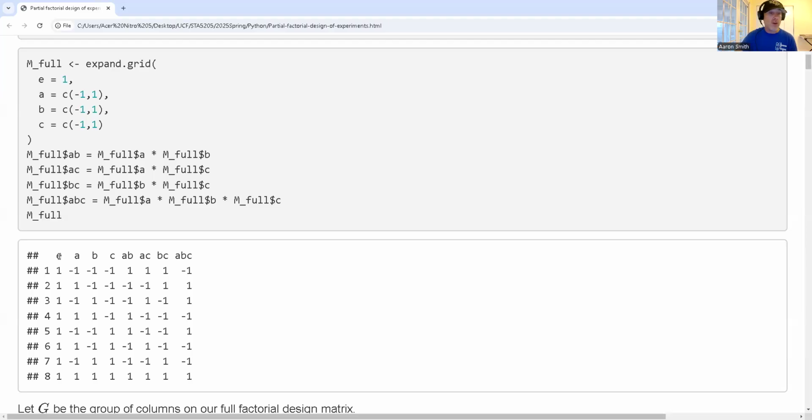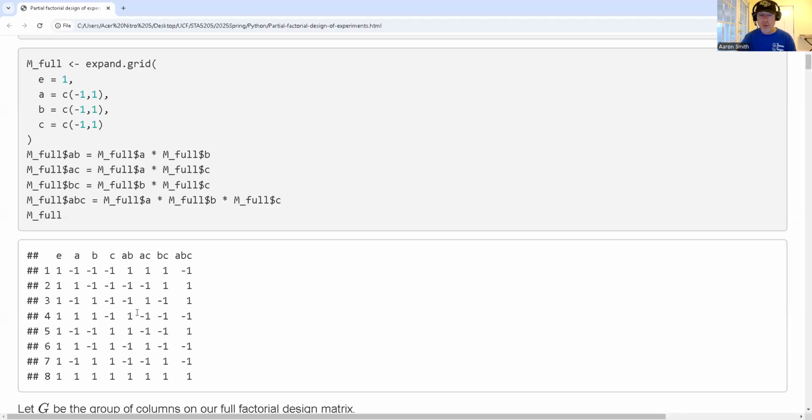All right, so let's look here. The intercept is all ones. Now the A, you'll notice I'm alternating plus or minus 1 all the way down. B, we do negative twice, positive twice. Negative twice, positive twice. Now for C, it goes negative 4 times, and then positive 4 times.